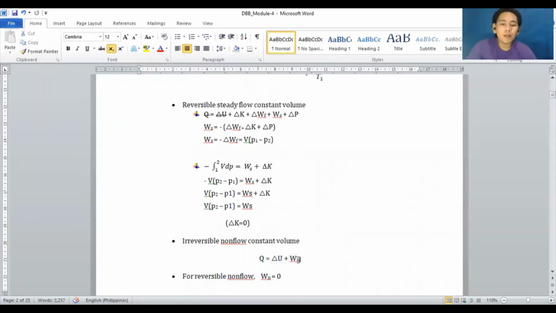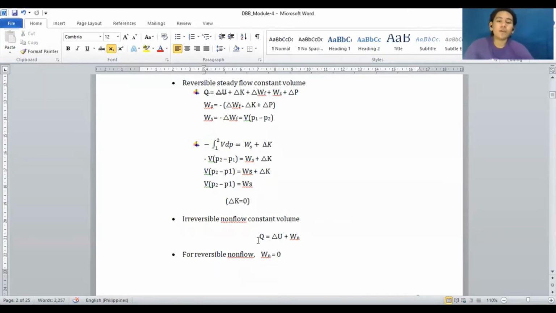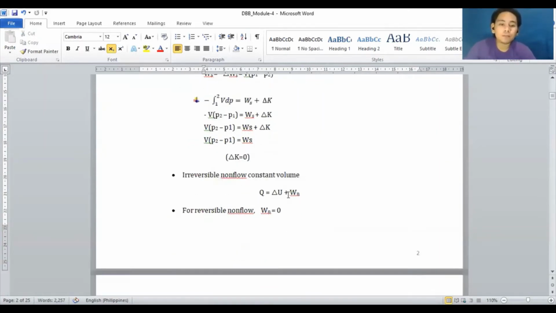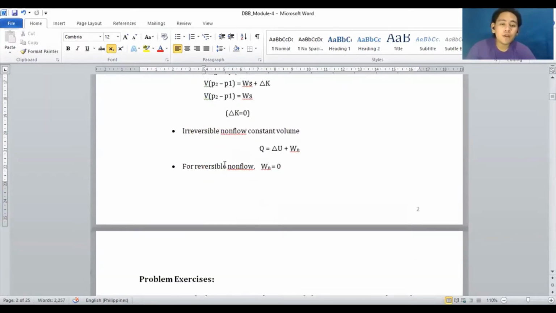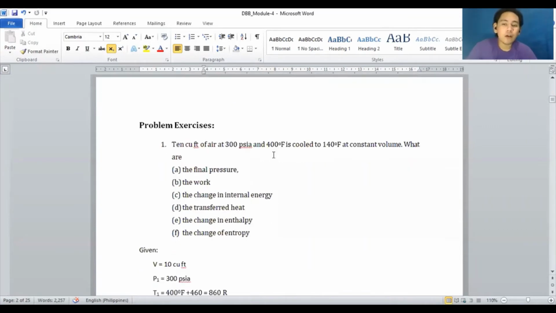Now, for the reversible non-flow constant volume, this equation came from the energy equation. We assume that the potential energy and the kinetic energy are zero, since we are talking about ideal gases. So in the irreversible non-flow case, Q equals delta U plus Wn only. And for the reversible non-flow, the non-flow work is equal to 0.